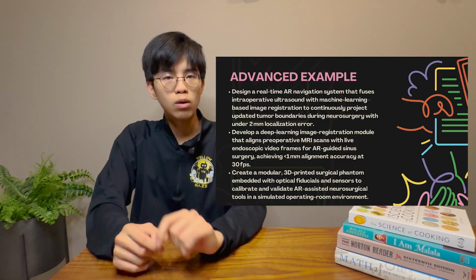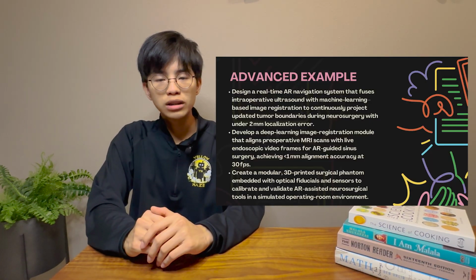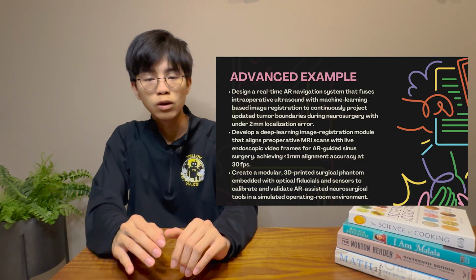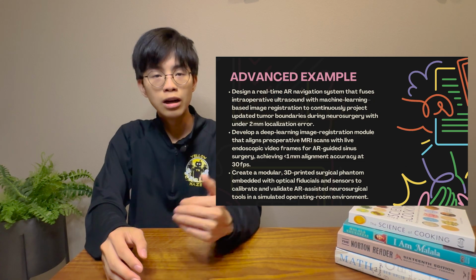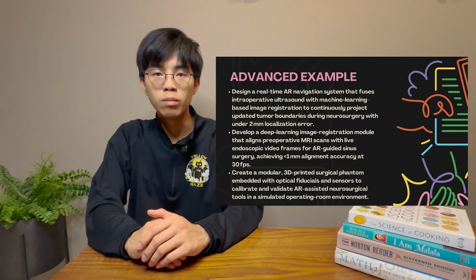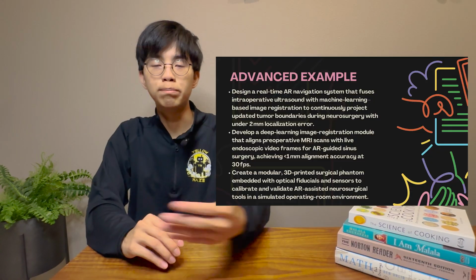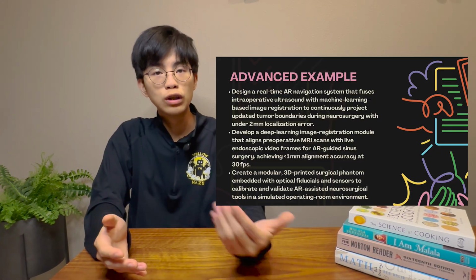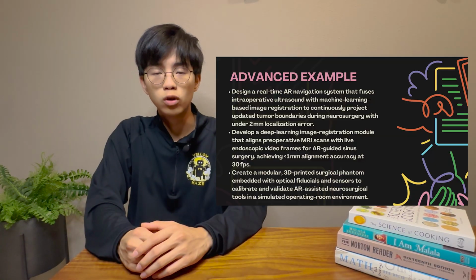Now, you'll notice about this engineering goal that there are actually specific measurements in there, achieving less than 1 millimeter alignment accuracy or under 2 millimeter localization error. Those specific numbers or thresholds you can absolutely put into an engineering goal. Maybe there's some threshold that you want to be able to beat to outperform the current solution. So throwing in a benchmark number for you to surpass is a great engineering goal to have.